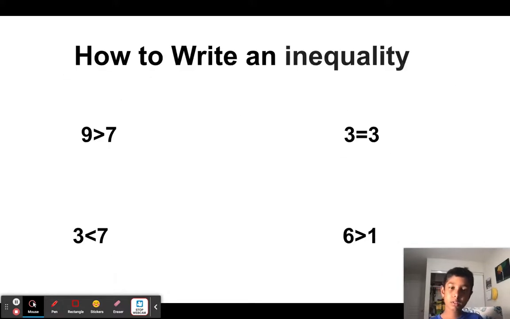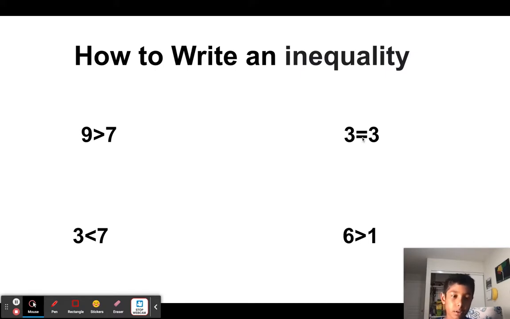So, how to write an inequality. Here it says 9 and 7. Let's take this example. 9 and 7, you can see they're using the greater than sign, because the crocodile always wants to eat up the bigger number. So 9 is obviously bigger than 7. So the crocodile wants to eat 9, so the rear end will be pointed at 7.